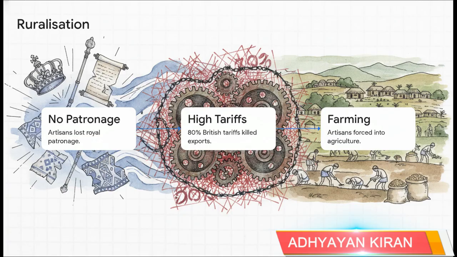And this triggered a chain reaction that historians refer to as ruralization. It worked like this. First, as we just saw, artisans lost their local royal patronage. Second, to stop them from selling abroad, the British slapped massive tariffs, we're talking nearly 80%, on Indian textiles entering Europe. That completely killed Indian exports. At the exact same time, they flooded the Indian market with cheap, machine-made British cloth, imported completely duty-free. It was a classic, brutal, one-way free trade policy. Finally, with literally no way to sell their goods, these artisans had to abandon their ancestral professions. They migrated out of the towns and back to the villages just to take up farming, which piled immense pressure onto an agricultural sector that was already struggling.